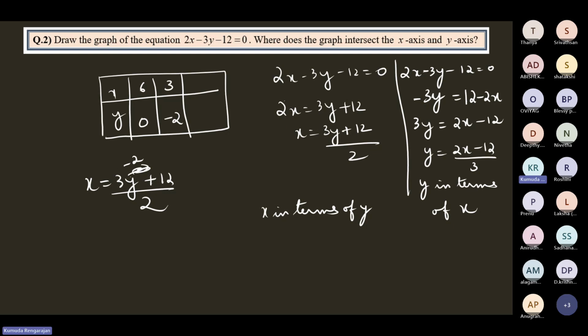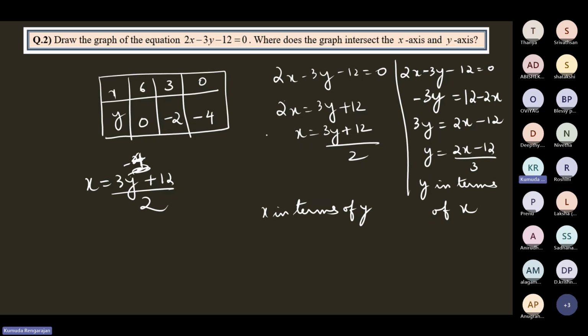And supposing you take y as minus 4. So it will be minus 12 plus 12, so 0. 0 by 2 is 0. So when y is minus 4, x is 0. So like this, you should give different values. You can give any value for y.